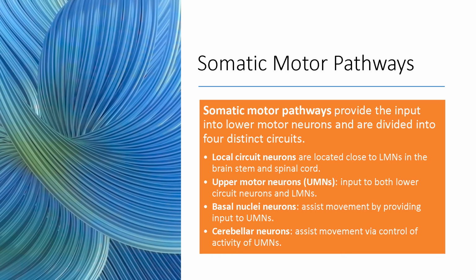Now, neurons in 4 very distinct but highly interactive neural circuits, collectively termed the somatic motor pathways, participate in control of movement by providing input to lower motor neurons. So first we have the local circuit neurons. So this is where input arrives at lower motor neurons from nearby interneurons that are called local circuit neurons. Now these neurons are located close to the lower motor neuron cell bodies in the brainstem and spinal cord. They receive input from somatic sensory receptors, and these local circuit neurons will help to coordinate rhythmic activity, things like walking.